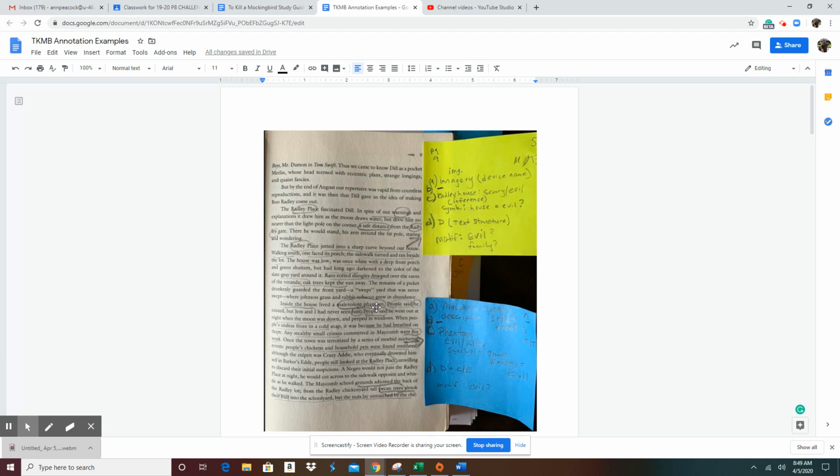Down here we talk about this phantom. Phantoms are like ghosts. They're scary. They're evil. And then there's a lot of back to D. The text structure is description.